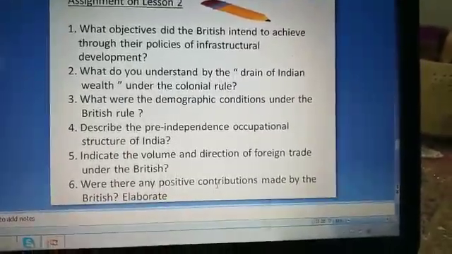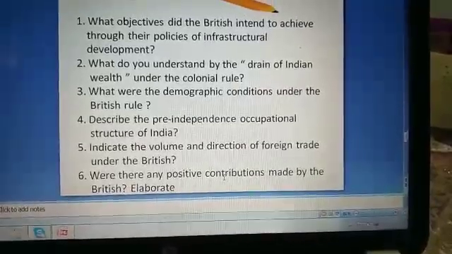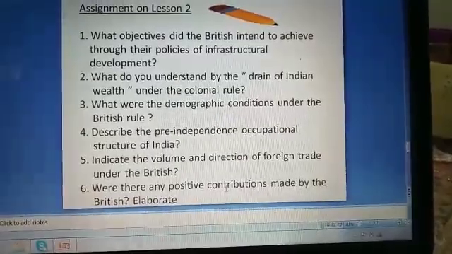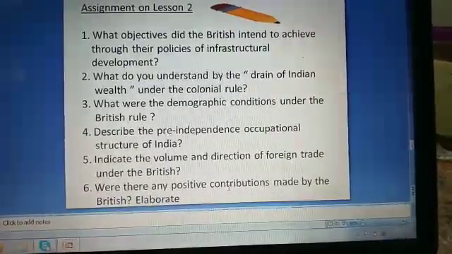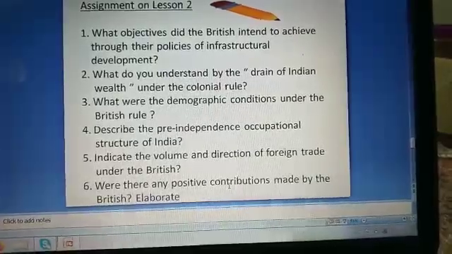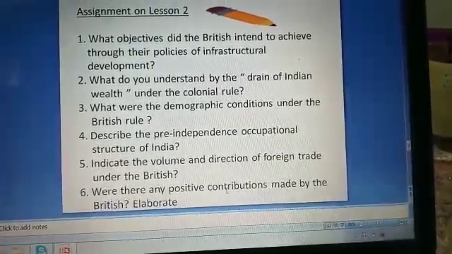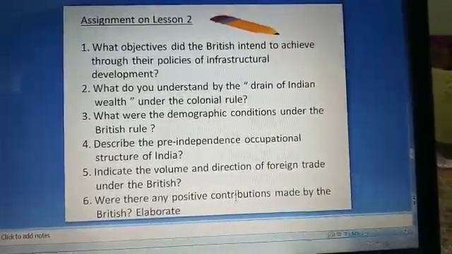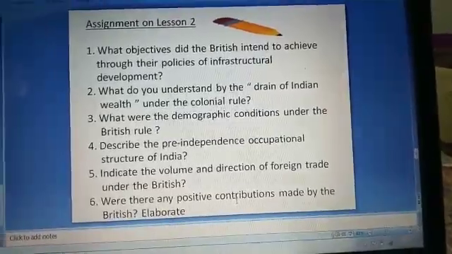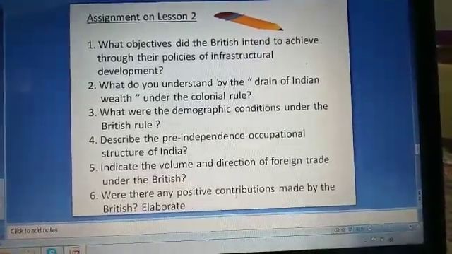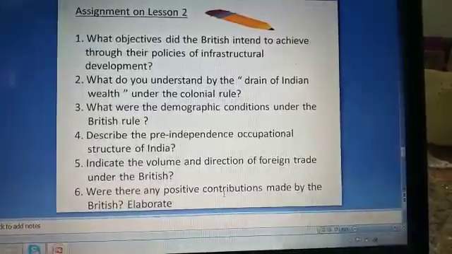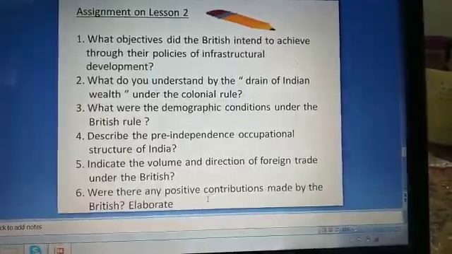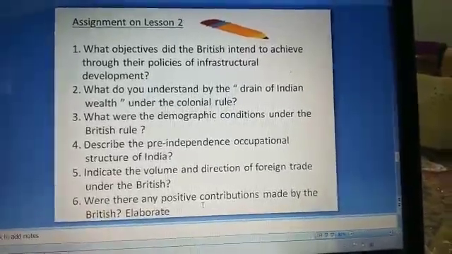Question number 5. Indicate the volume and direction of foreign trade under the British. Now, in the volume, you will write about the goods that were exported and the goods that were imported. And in direction, you will write about Britain having monopoly control over India's foreign trade. And then with the rest of the few countries that it traded with, like Persia, Ceylon, Sri Lanka, etc. And the last question, were there any positive contributions made by the British? You will write about railways, commercialization of crops.